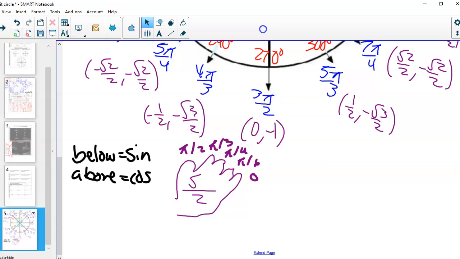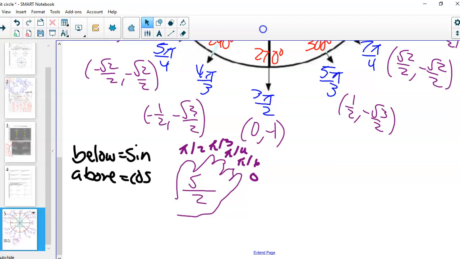And now for the thumb, above is 0. So if we put 0 in here, we get 0. So the cosine of pi over 2 is 0. Below is 4. So if you put 4 in, you get 2 over 2, which is 1. So the sine of pi over 2 is 1. So that's one way to remember it.